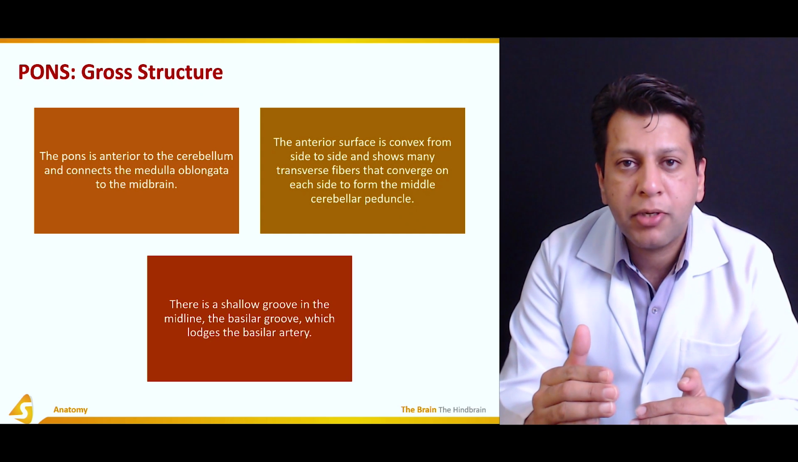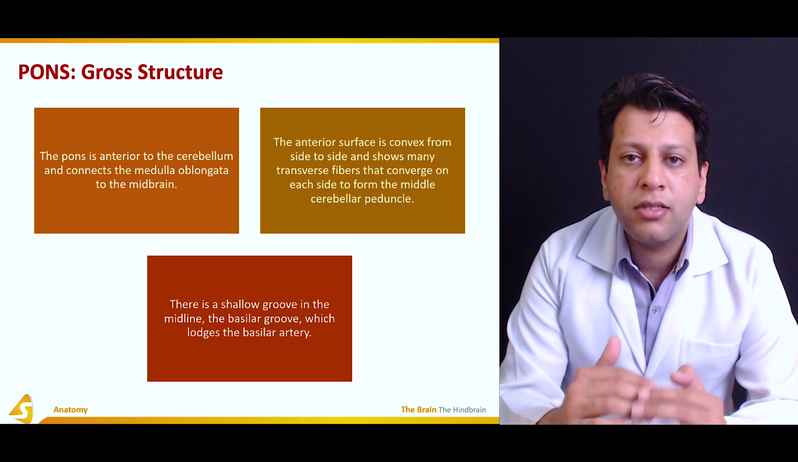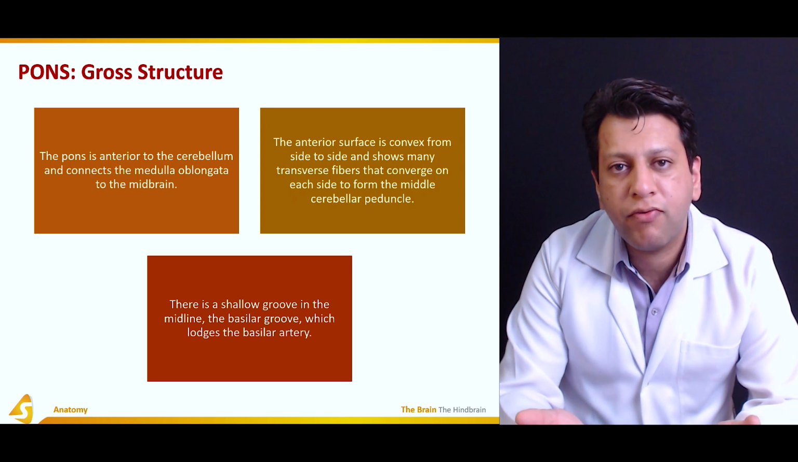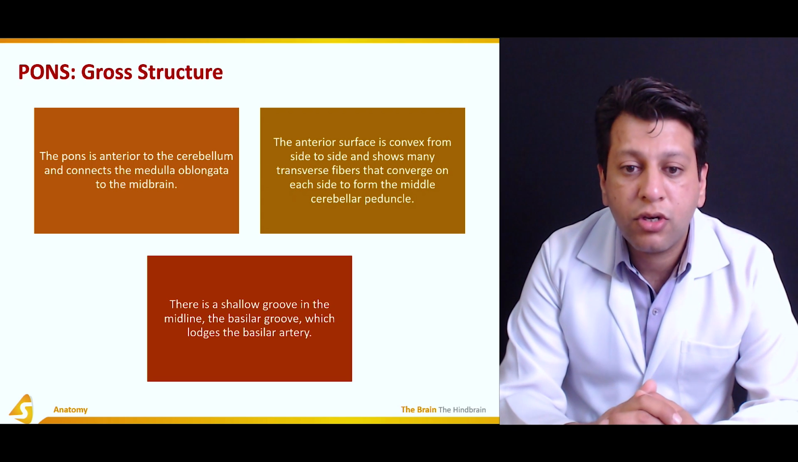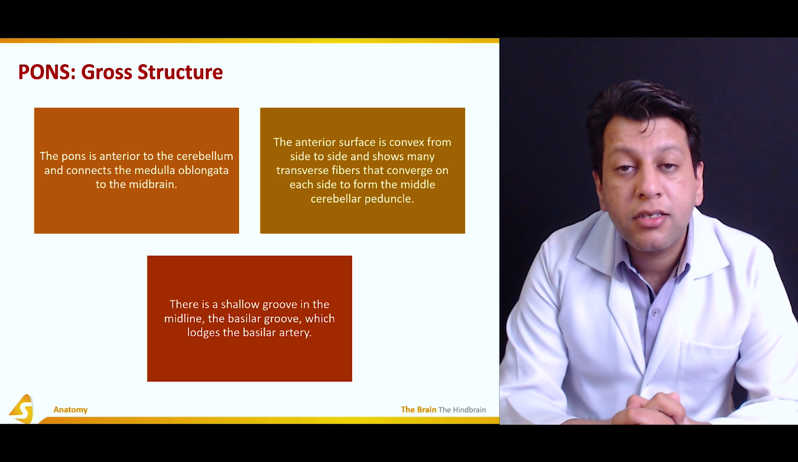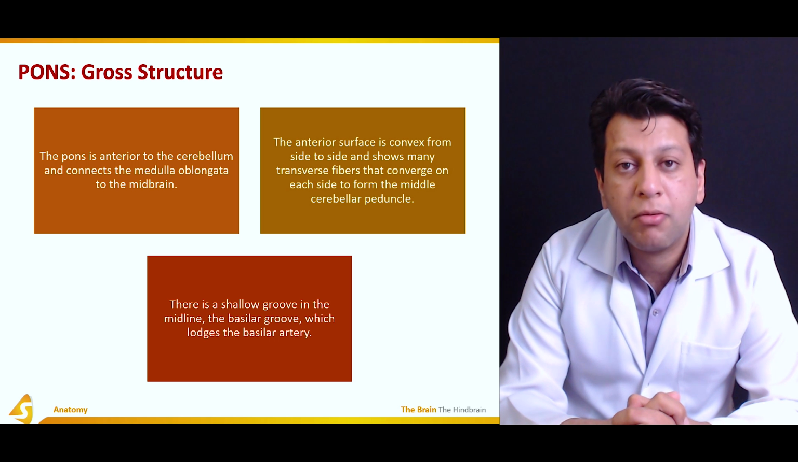Just above the medulla oblongata is the pons. The pons can also be viewed grossly from the anterior as well as the inferior surface. If you see the gross surface anteriorly, the pons is anterior to the cerebellum and connects the medulla oblongata to the midbrain. The anterior surface is convex from side to side and shows many transverse fibers that converge on each side to form the middle cerebellar peduncle.